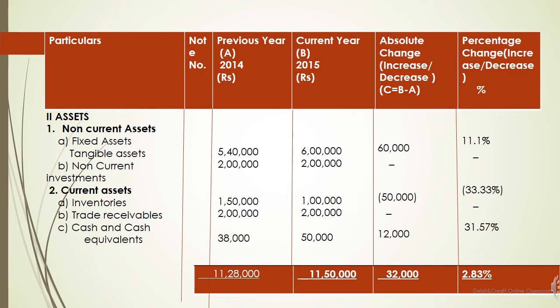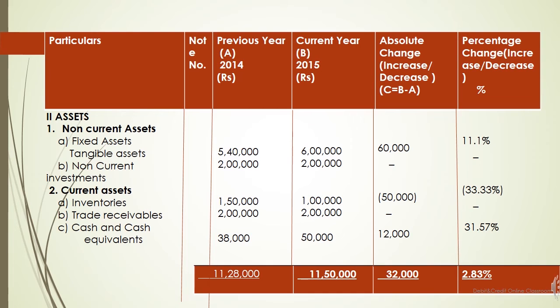Let's see what has happened to our assets. In the case of fixed assets, it was 5,40,000 in 2014 and now it has increased to 6 lakhs, an increase of 60,000. So 60,000 divided by 5,40,000 into 100 will give you 11.1%. About the non-current investment, it was 2 lakh in 2014 and 2 lakh in 2015. There is no change at all.